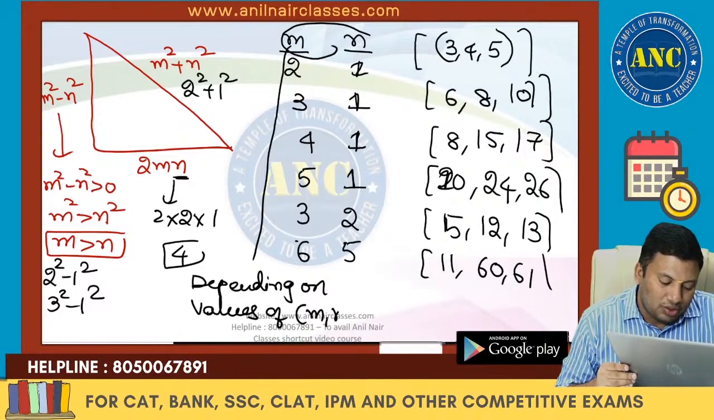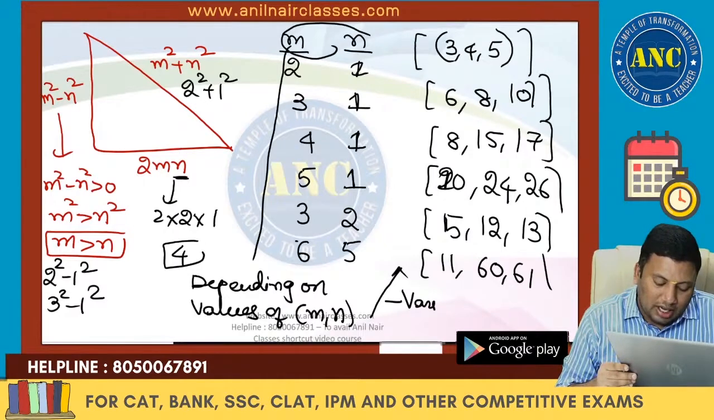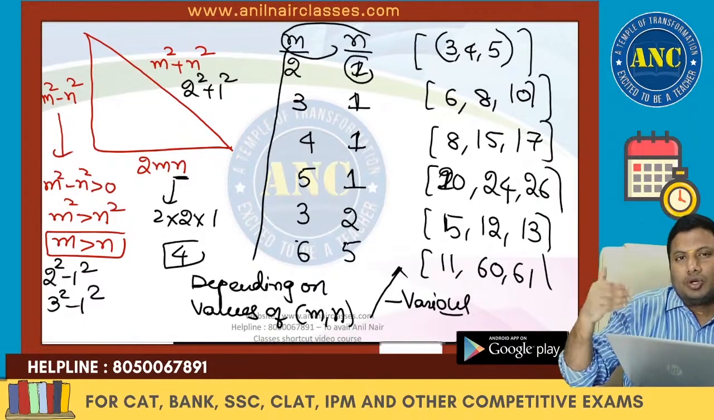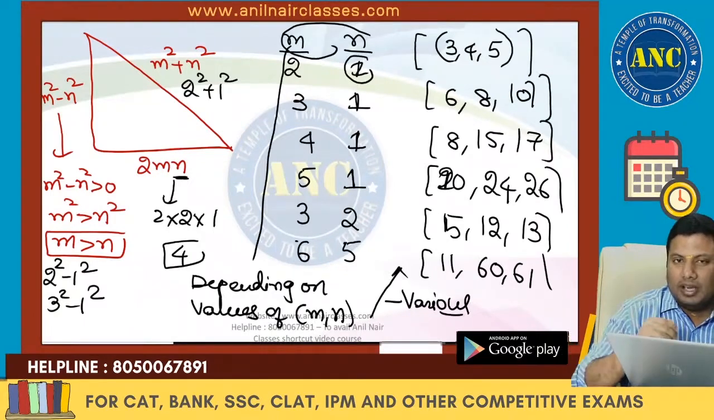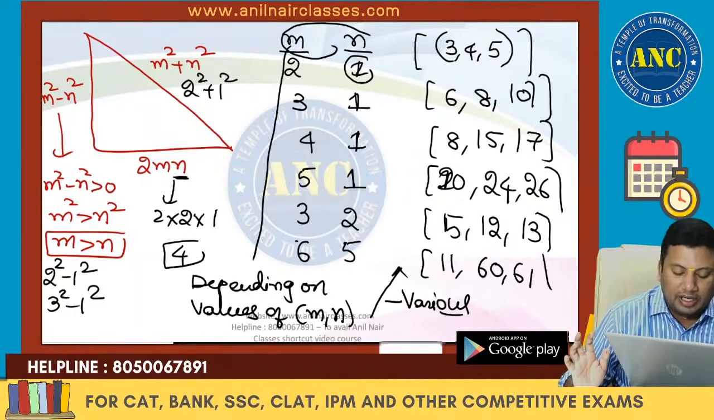Depending on the values of m and n, you will keep on getting various Pythagorean triplets. I just started with n = 1, m is 2, m is 3, m is 4, m is 5. Like that I have taken some Pythagorean triplets. I hope it is clear.